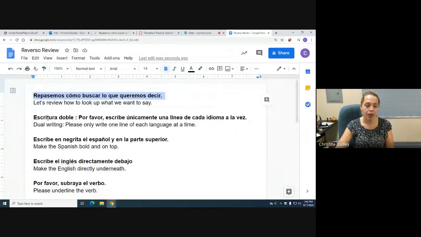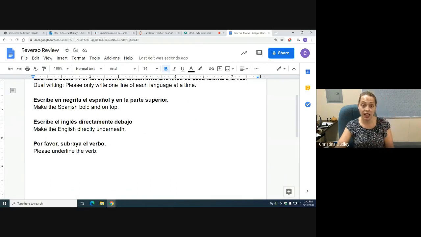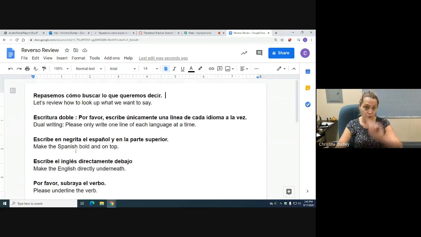And check that. Dual writing. It says, please only write 1 line of each language at a time. Did I do that? Yes, I did. Right? It's not written where it's like spilling over into the next line. Make the Spanish bolded on top. Boom, boom, boom. Make the English directly underneath. But, right? Please underline the verb. We have not done that. That's something we didn't do in class either. So you need to go back to your post. So the verb. Let's review.